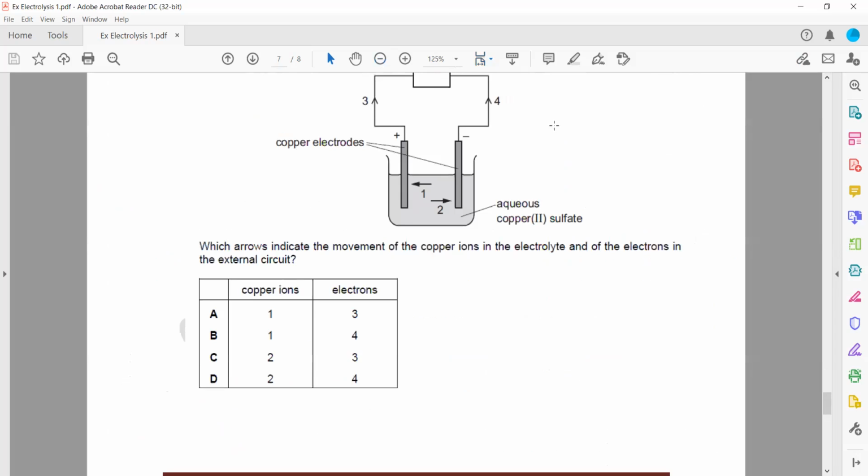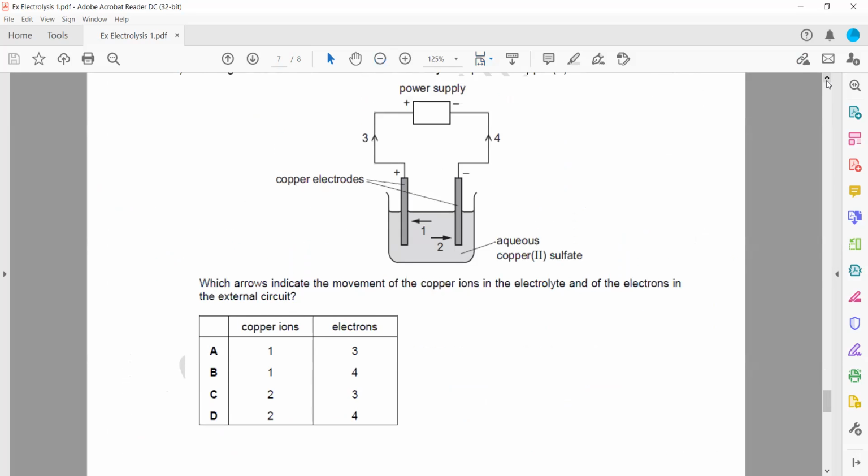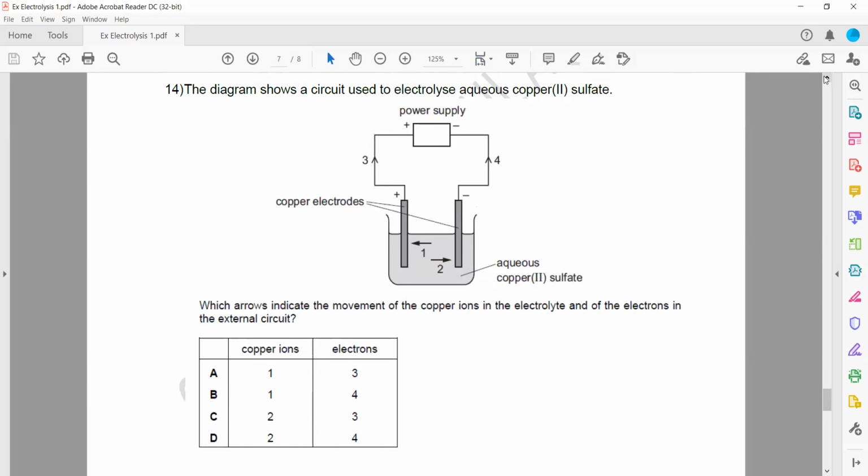Another question. The diagram shows a circuit used to electrolyze an aqueous copper sulfate solution. Which arrow indicates the movement of copper ions? Copper ions are positive, which are there in the electrolyte. So which arrow is representing, 1 or 2? So 2 is representing the movement of the copper ion. So C can be the answer, or D.